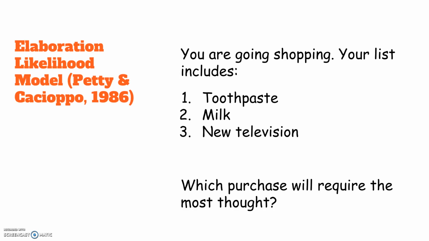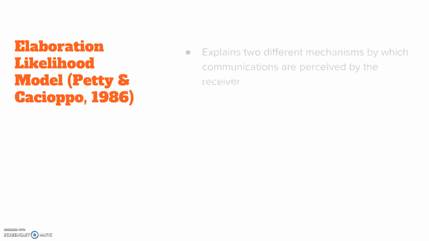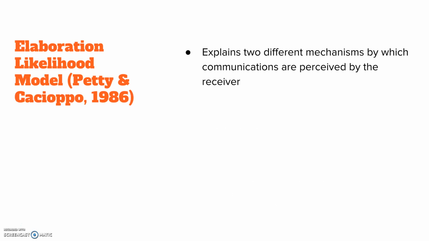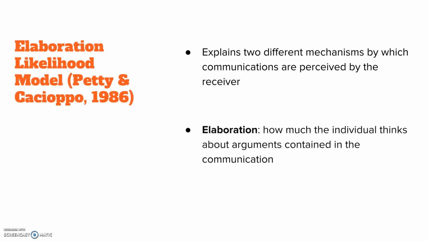But if I was going to buy a new television, I would have to do a lot of research, think about the purpose of it, the price point that I want to spend, the location that I want to purchase, and where to put the TV once I purchase it. I might even get into some of the technical specs of the TV. So wouldn't you agree the TV would require the most thought? So the elaboration likelihood model says that there are two ways that we process information and therefore make decisions, right? So we'll get back to our example in a second.